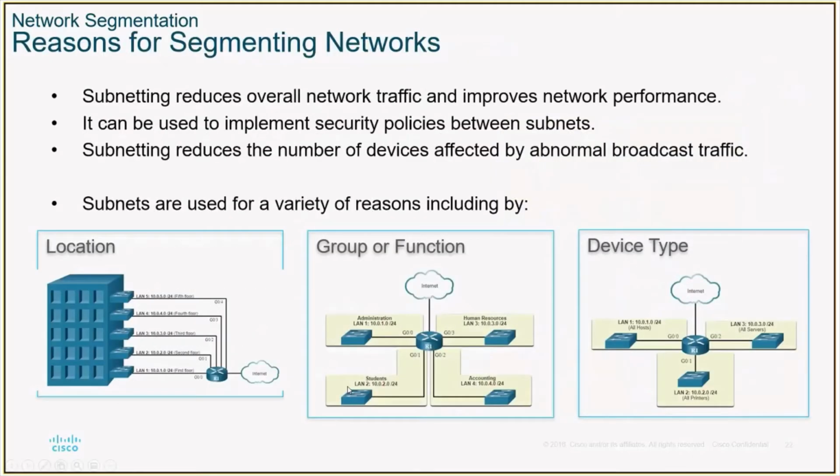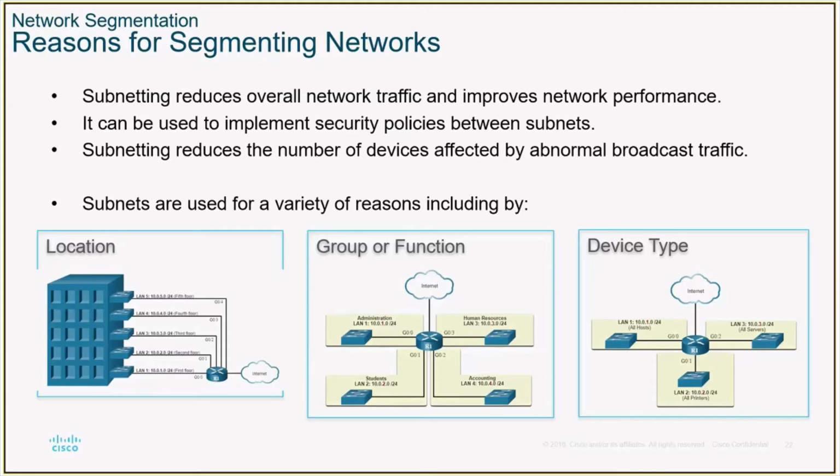So reasons for segmenting networks. Subnetting reduces overall network traffic and improves network performance. It can be used to implement security policies between subnets. It reduces the number of devices affected by abnormal broadcast traffic. And subnets are used for a variety of reasons, including different locations, groups or functions within an organization, or different types of devices, but that's probably less common.